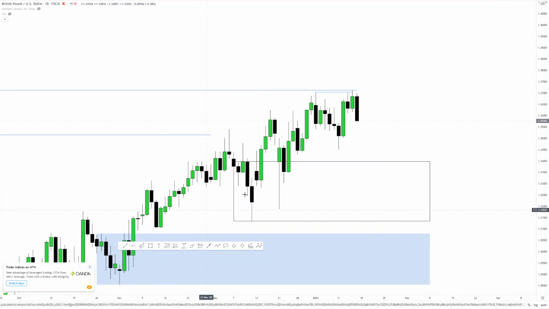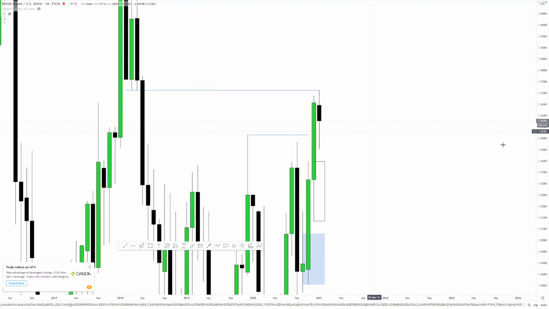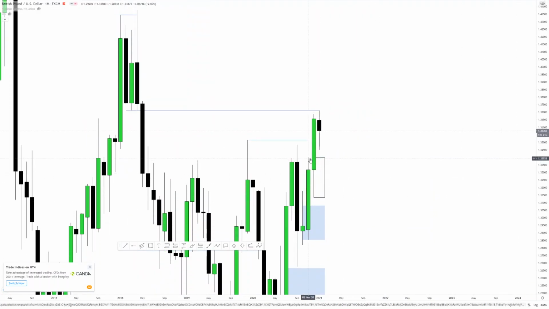So I know that some of you are looking at this area, right? Let's go back to the monthly just to refresh our minds. Remember, from the monthly, you want to see price trading to this high, right?